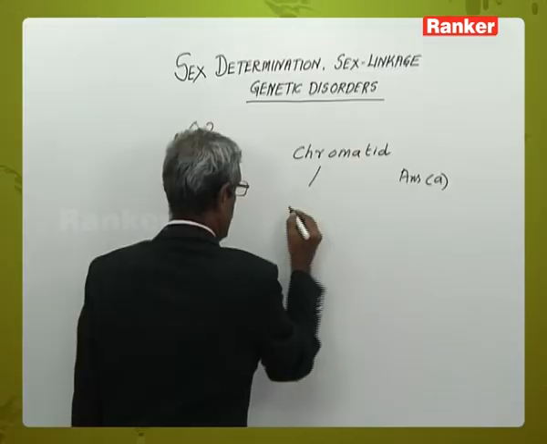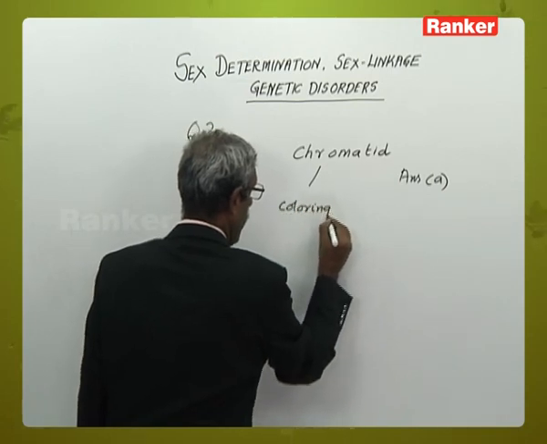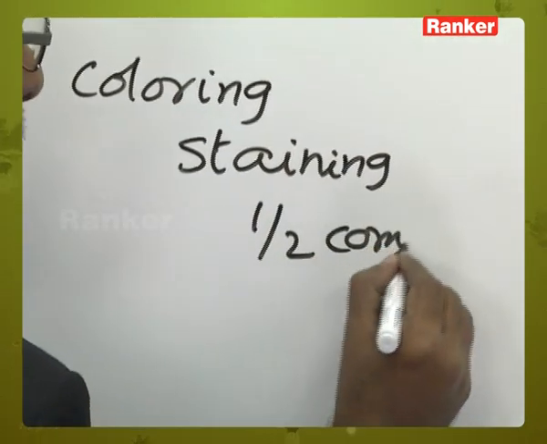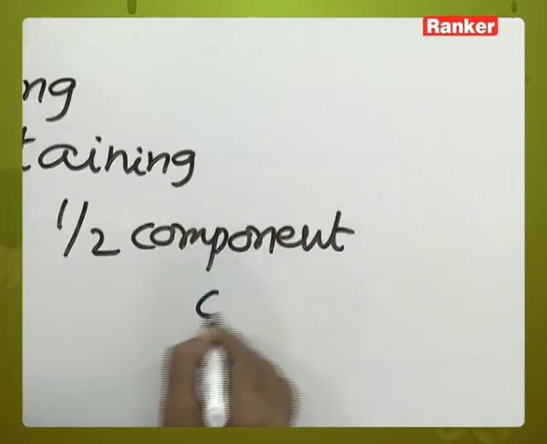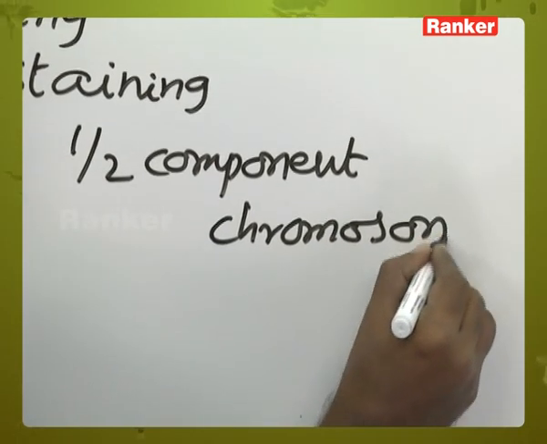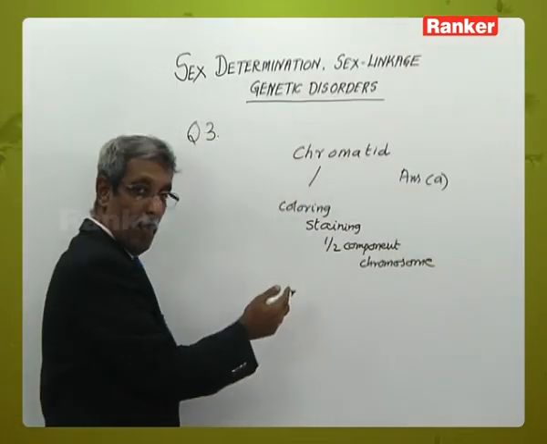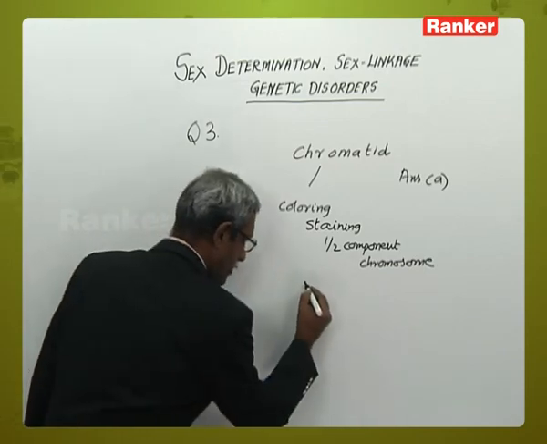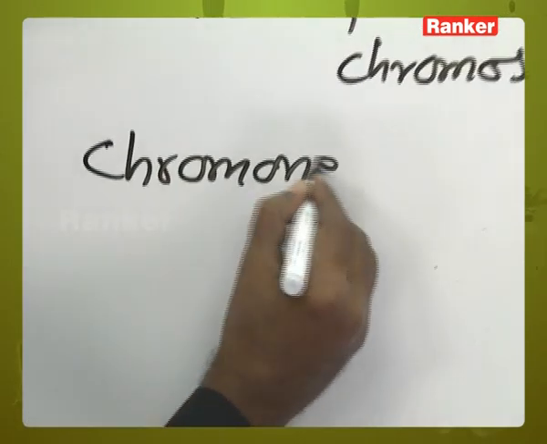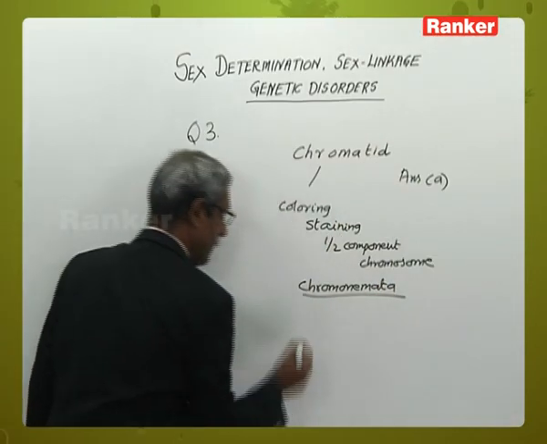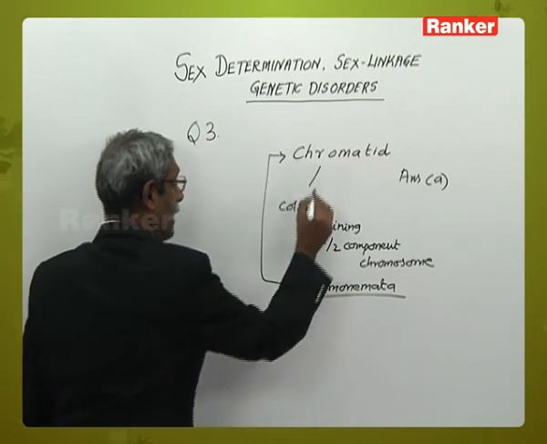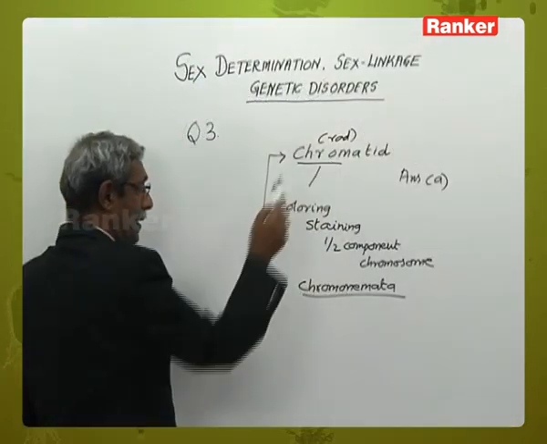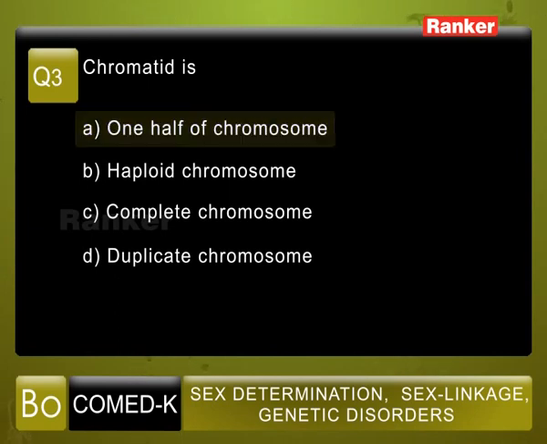So, chromatid is the coloring or the staining half component of a chromosome, and thereby it is made up of finer threads which are termed as chromonemata. The chromonemata are condensed and if they are expressed in the form of rod-like particles, then they are predominantly termed as chromatid. The right answer for question number 3 is A, that is chromatid.